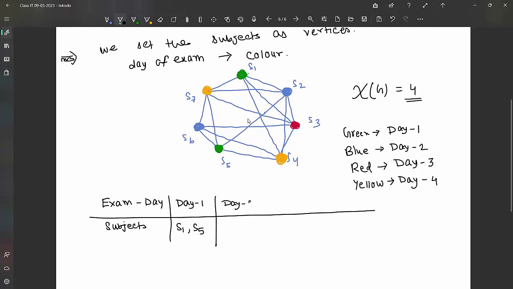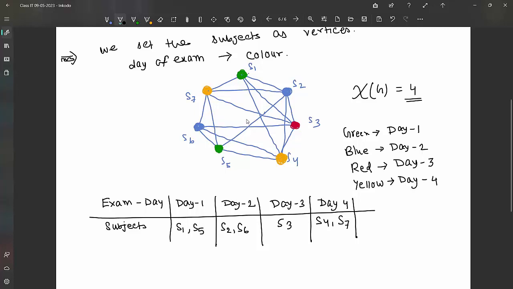Then day 2 can be set by what? Blue color, that means S2 and S6 exams. Day 2 can be set by S2 and S6 exams. Day 3 means the red color, only the S3 exam. And day 4 may be the yellow color, that means S4 and S7. So that means minimum 4 days we need to schedule the exams in this way.